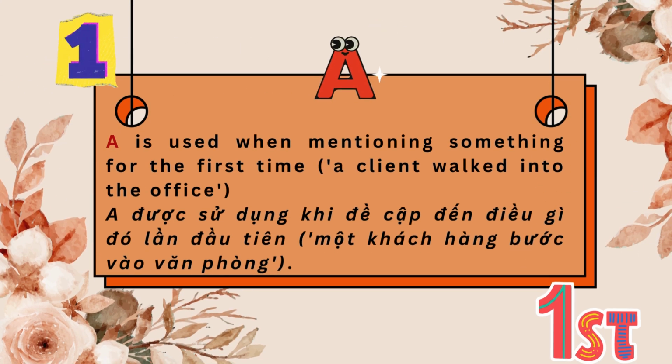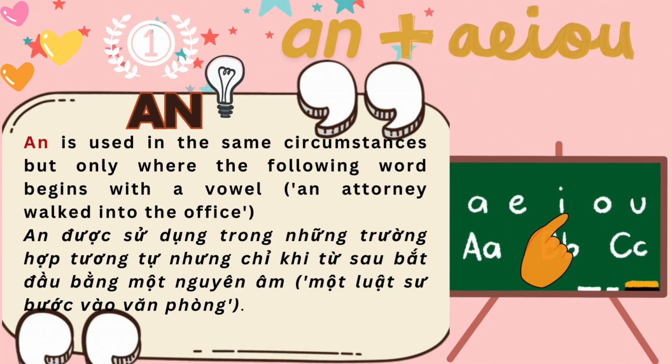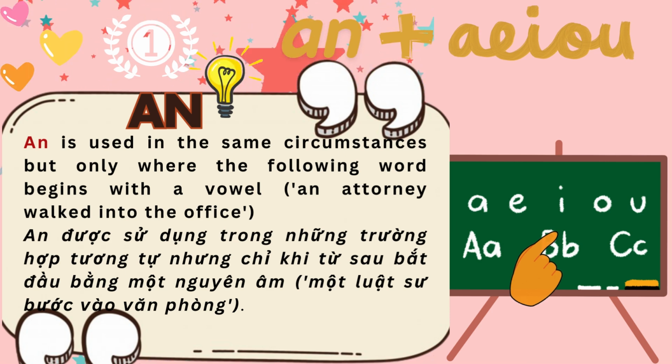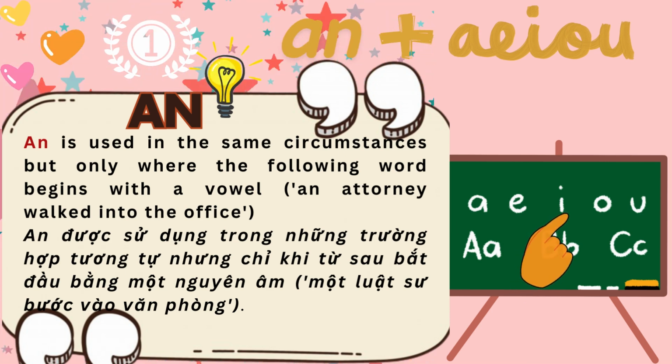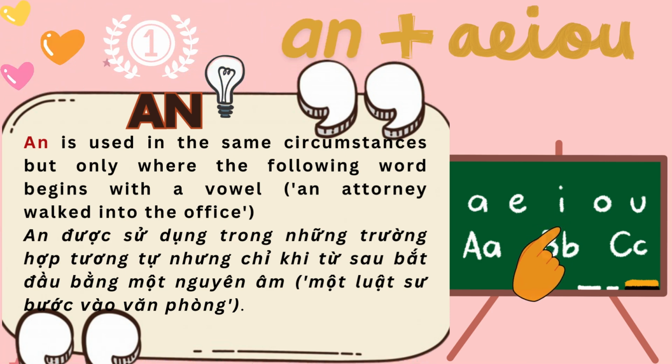A is used when mentioning something for the first time. For example, a client walked into the office. An is used in the same circumstances but only where the following word begins with a vowel. For example, an attorney walked into the office.